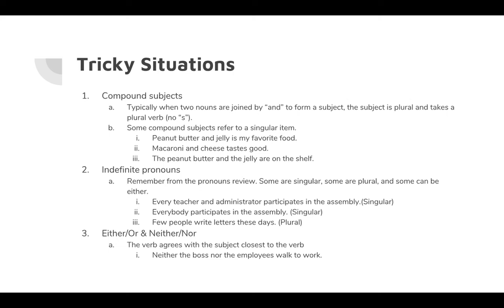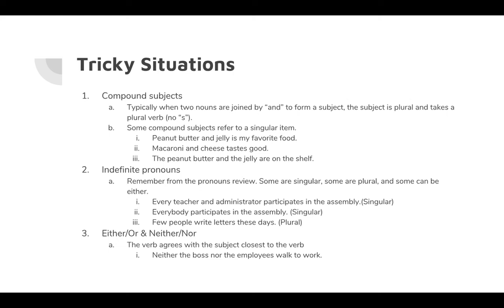Few is plural in this case. And remember that old rule about either/or, neither/nor. It was a tricky one, but remember that rule: the verb agrees with the subject closest to the verb. So, neither the boss nor the employees walk to work.